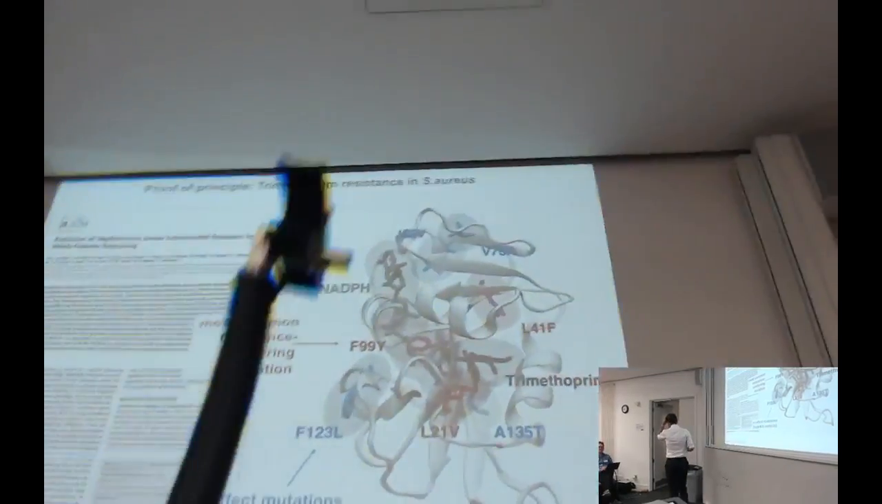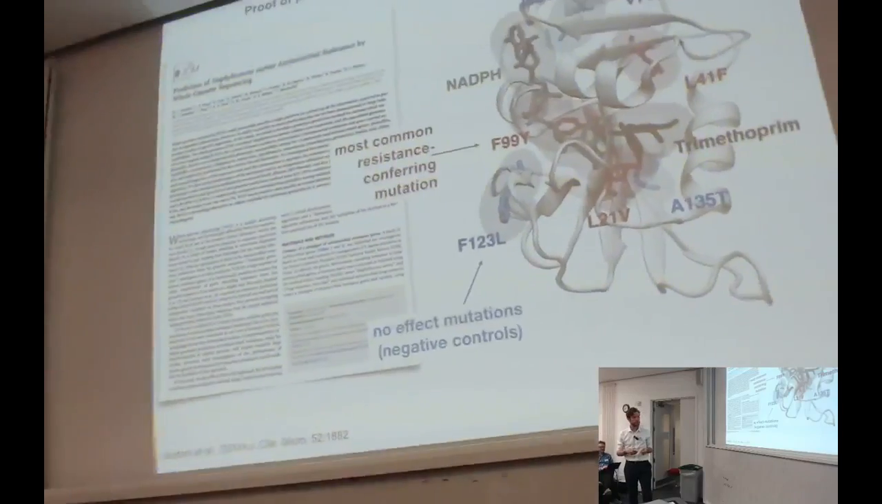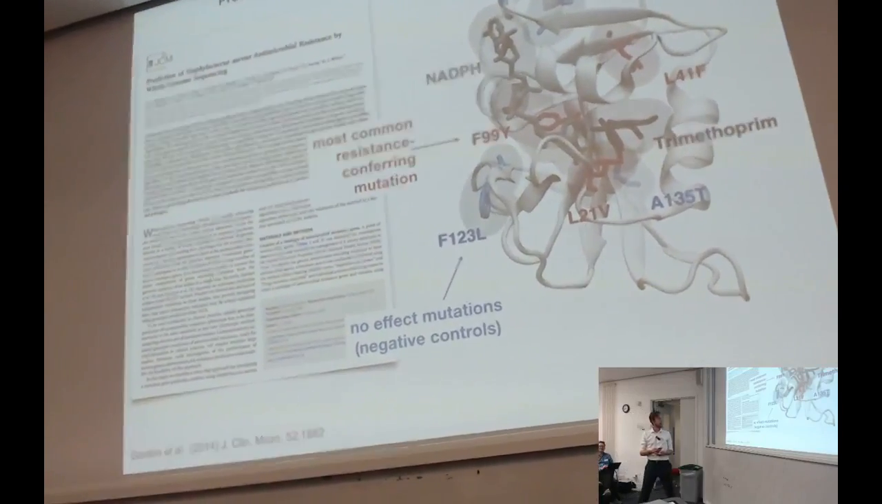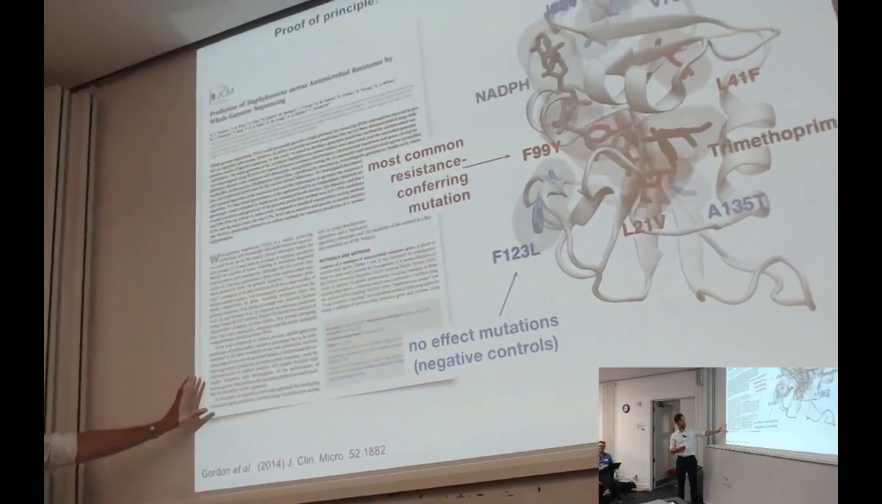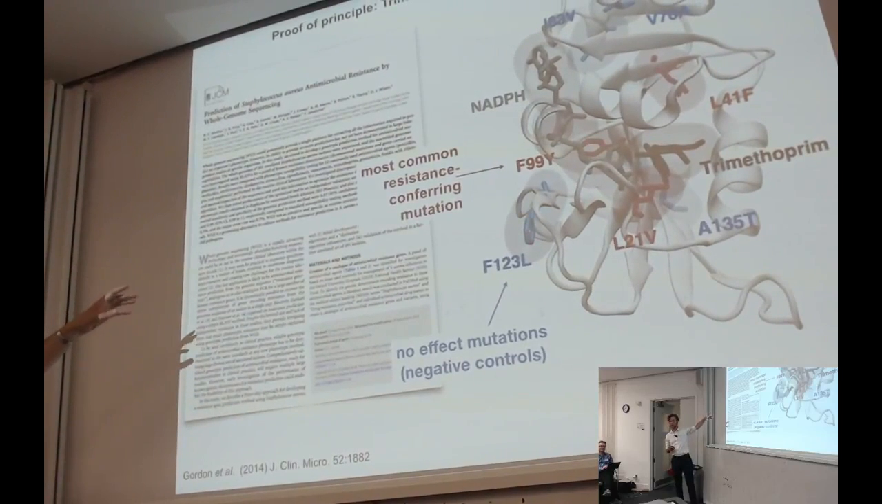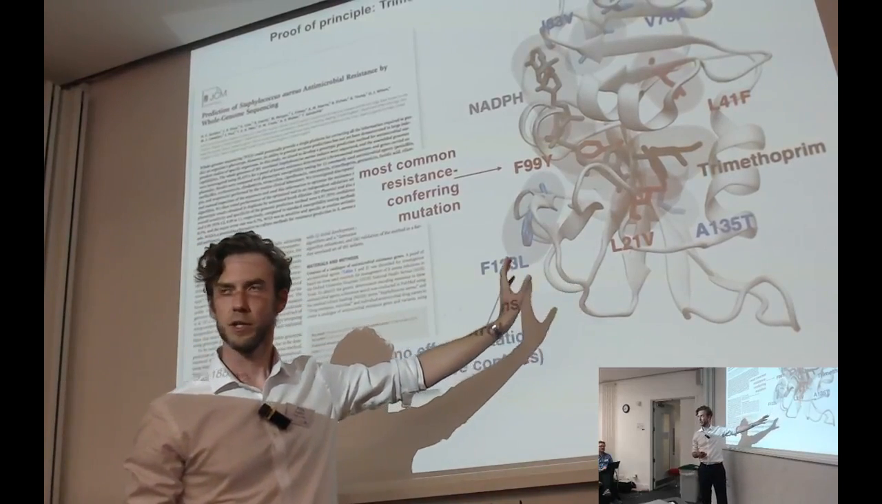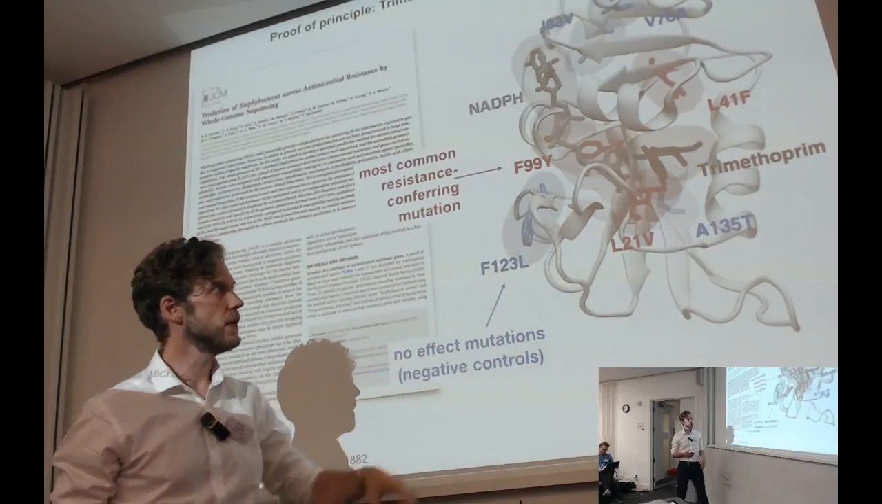So the proof of principle isn't TB, it's actually Staph aureus, which I hope you got from the title. That was because we had this earlier study, before I joined, looking at whole genome sequencing in Staph aureus. I chose DHFR because we've got a lot of crystal structures, it's quite well characterised, and it's also quite small.